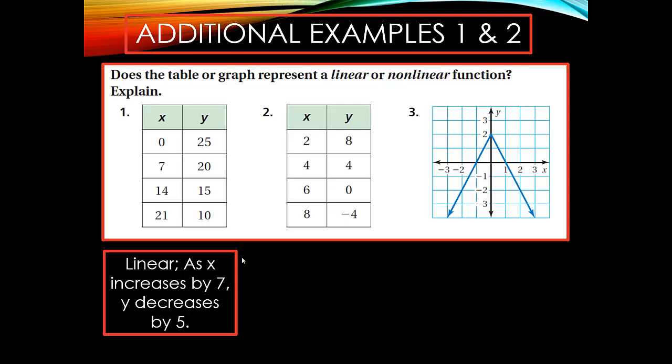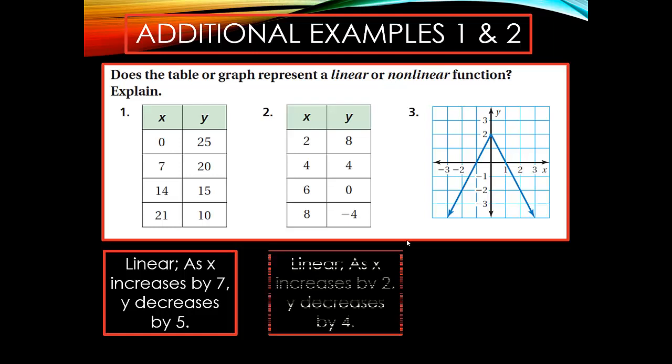For number 2, for X, we're starting with 2, and we're going to 4, so we're adding 2, and 4 to 6, adding 2, and 6 to 8, adding 2. For Y, 8 to 4 is subtracting 4, 4 to 0, subtracting 4, and 0 to negative 4, we're subtracting 4. So this table represents a linear function. As X increases by 2, Y decreases by 4.